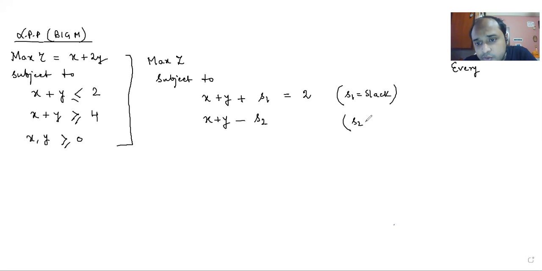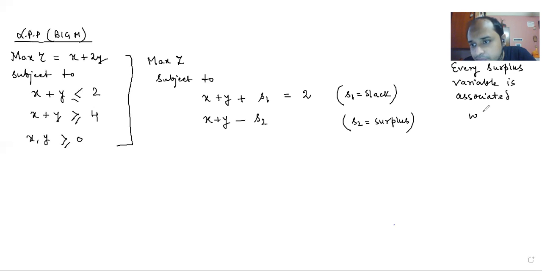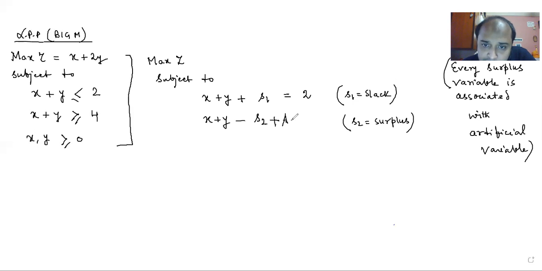And as I told you, this variable S2 is called the surplus variable, and every surplus variable is associated with an artificial variable. So we have to add one artificial variable here also, for which the name is actually called the artificial variable technique.